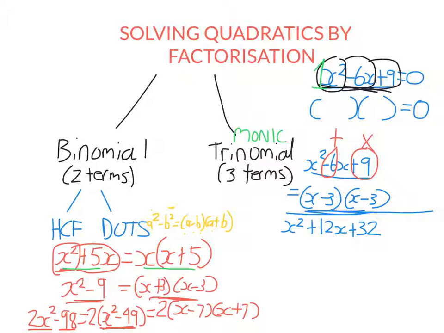Let's look at this example here, x squared plus 12x plus 32. I want to find 2 numbers that multiply to 32 and add to 12. So my answer is going to look like this with brackets. I put an x in each bracket. So the 2 numbers I'm looking for are positive 8 and positive 4. 8 plus 4 is 12. 8 times 4 is 32.